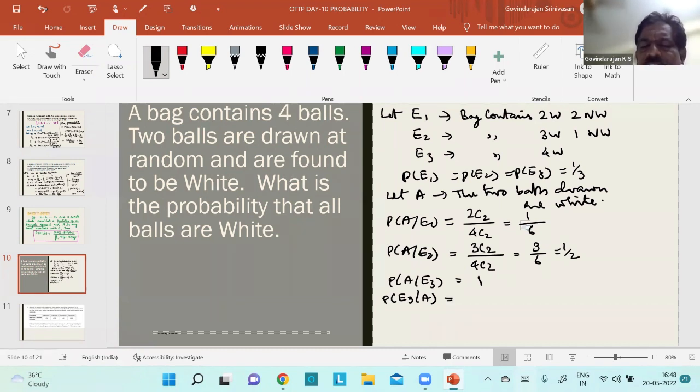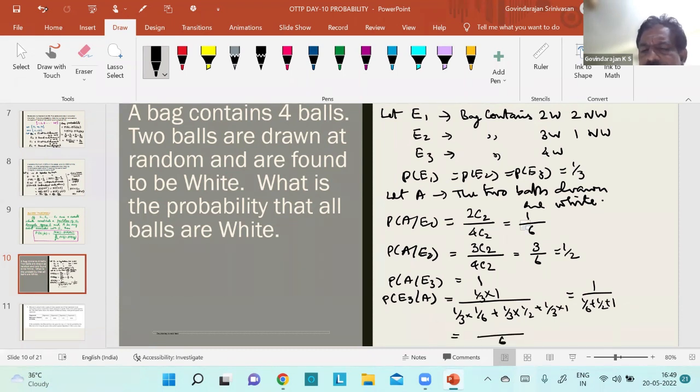That is equal to probability of E3 into probability of A given E3, that is 1 by 3 into 1, divided by 1 by 3 into 1 by 6 plus 1 by 3 into 1 by 2 plus 1 by 3 into 1, which is the total probability. So 1 by 3 can be taken out common and cancelled. The remaining is 1 divided by 1 by 6 plus 1 by 2 plus 1. If we take LCM as 6, it is 6 divided by 1 plus 3 plus 6. Am I right? So it is 6 by 10, which is equal to 3 over 5. Yeah, is it 3 over 5?